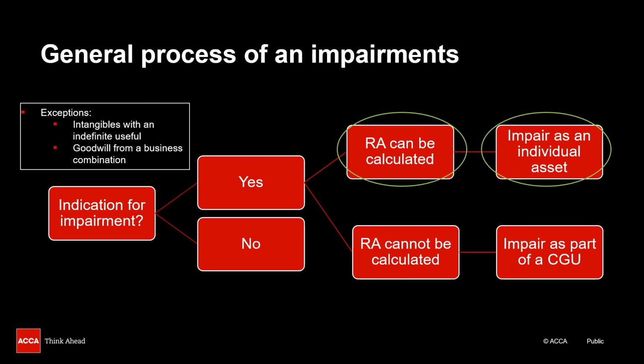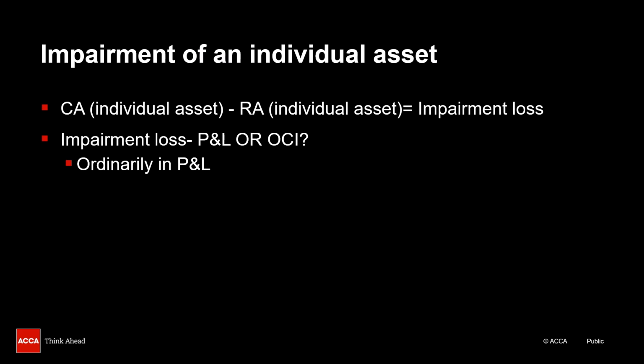However, calculating a recoverable amount for an individual asset may not always be possible, and if this is the case, the asset should be impaired as part of a CGU. We will cover this shortly. We have already covered most principles regarding an impairment of an individual asset when discussing the soap machine, so now we will cover a few more pertinent concepts.